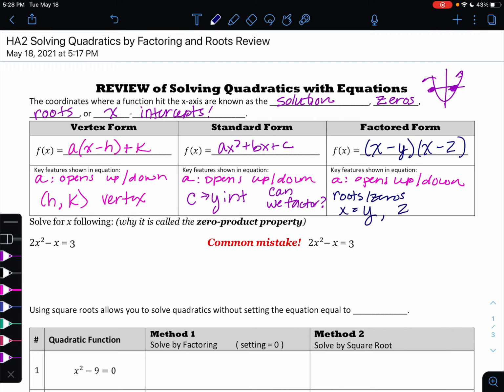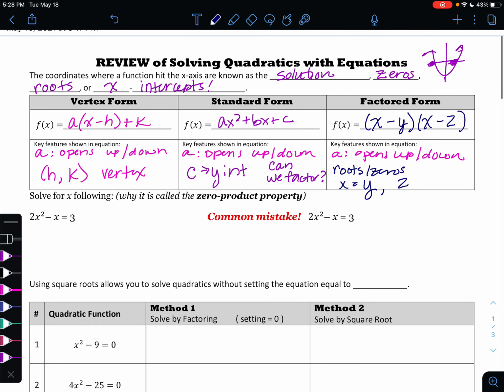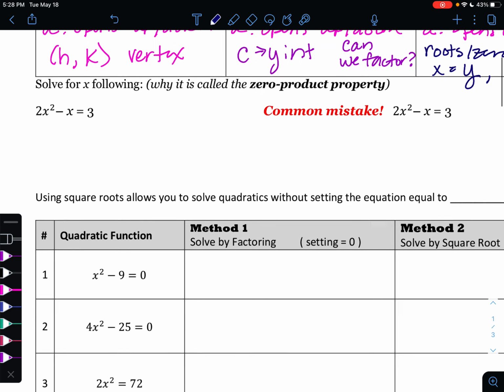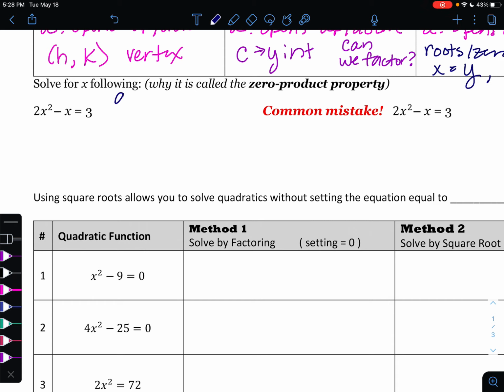And we use that zero product property. I kind of have that written down, right? Solve for x. Why is it called the zero product property? It's called the zero product property because zero times anything equals 0. So why do we set it equal to 0?